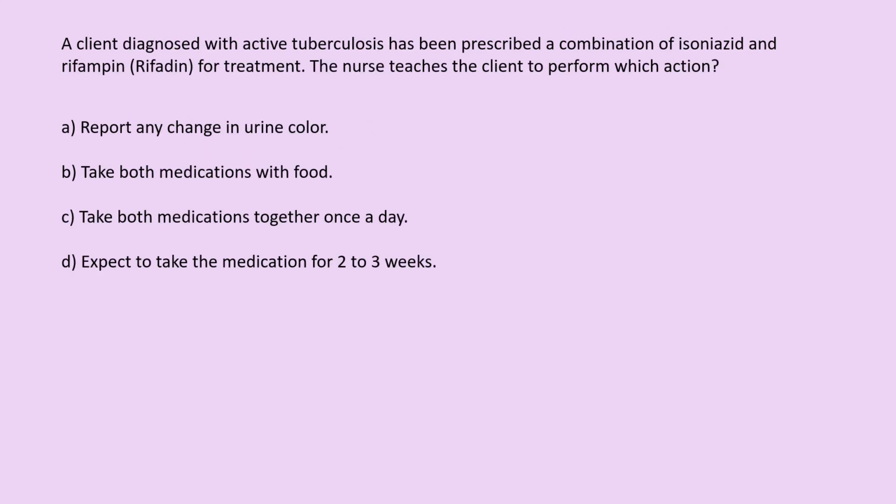A client diagnosed with active tuberculosis has been prescribed a combination of Isoniazid and Rifampin, Rifabutin, for treatment. The nurse teaches the client to perform which action? A. Report any change in urine color. B. Take both medications with food. C. Take both medications together once a day. D. Expect to take the medication for 2 to 3 weeks.